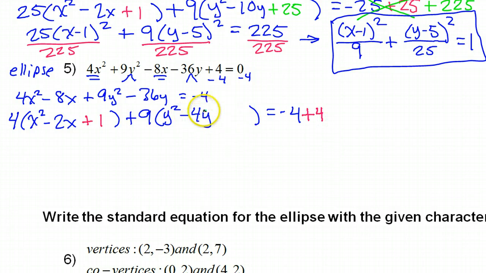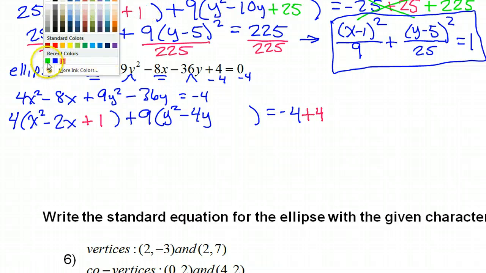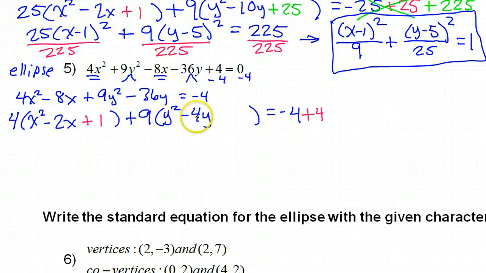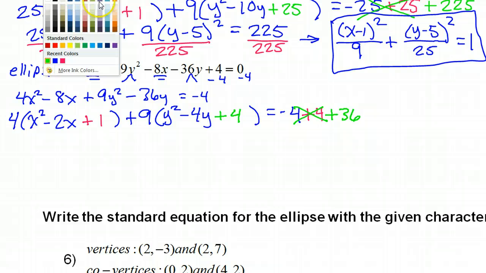Okay. Now for the 9s. Half of 4 is 2. 2 squared is 4. Am I going to add a 4 over here? This is not really a 4. This is 9 times 4. This is 36. So I'm going to add a 36 over here. Now, of course, these will cancel out and just leave 36.